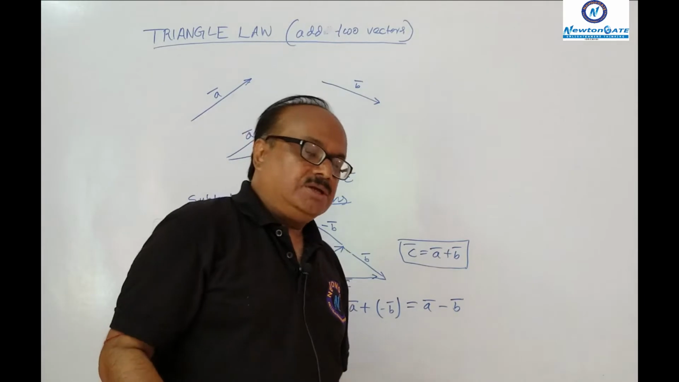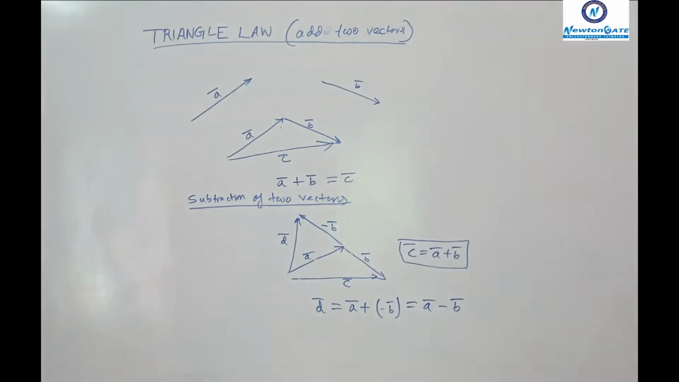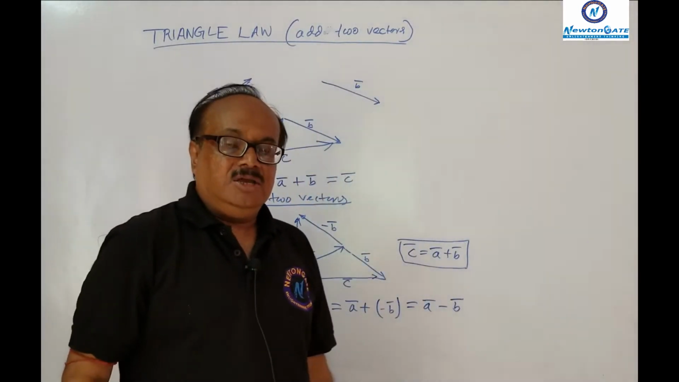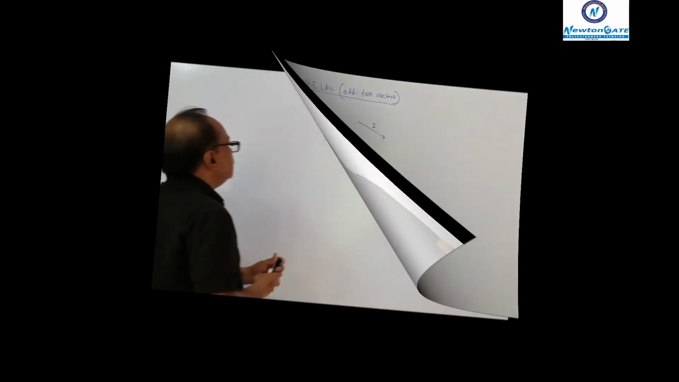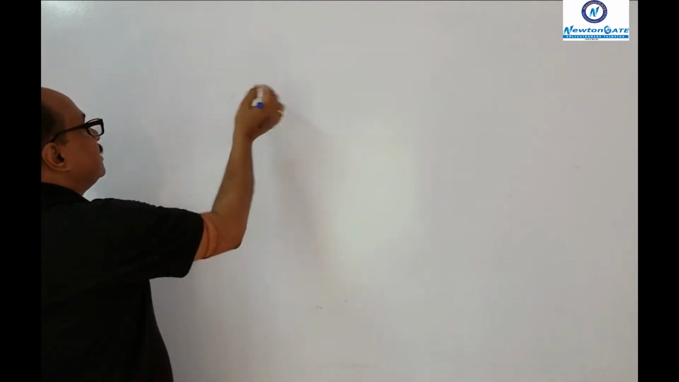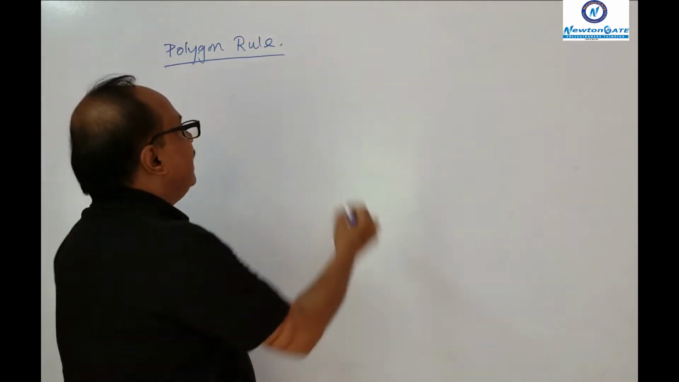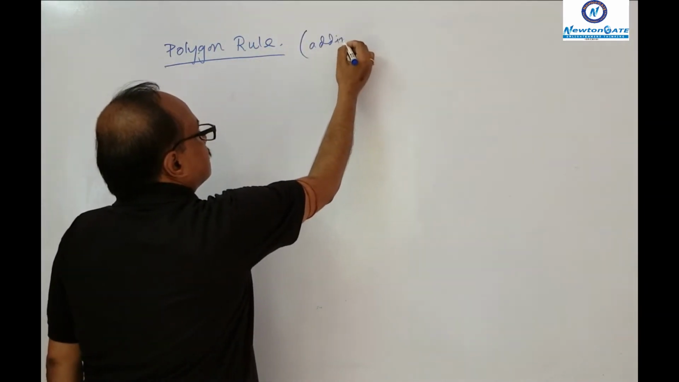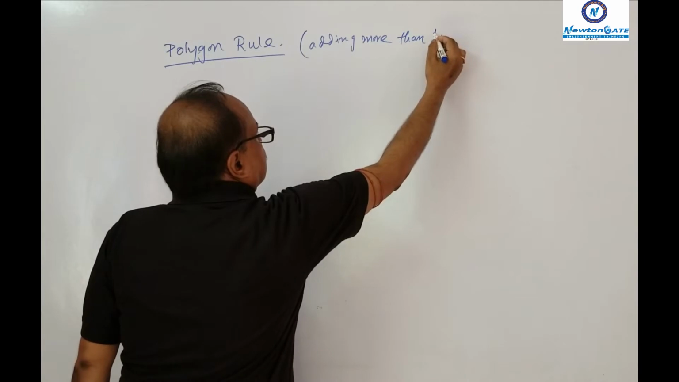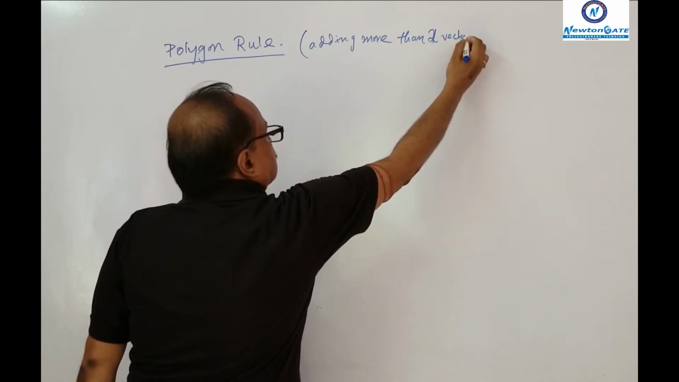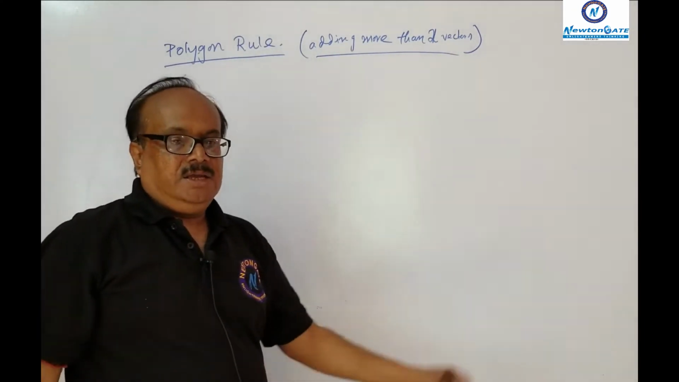Now, as usual, you know that people are not always happy with two, and physicists also not. So suppose we have n number of vectors, 5 vectors, 6 vectors, 7 vectors, and then we add them up. For that you have the polygon rule. Polygon rule is nothing but adding more than two vectors, because you know that two vectors are added by the triangle rule.